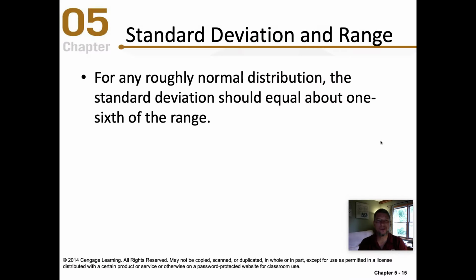All right, finally for this video, for any roughly normal distribution, the standard deviation is equal to about 1/6 of the range. Okay, the standard deviation is about equal to 1/6 of the range. And we'll talk about that, and I'll show you some illustrations of this at the beginning of the next video. So that is the end of video number 1 for chapter 5, and I hope you learned something.